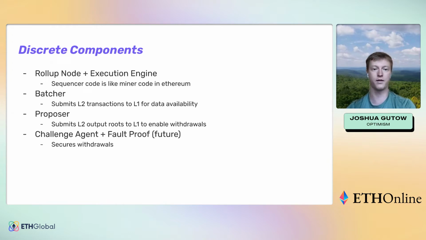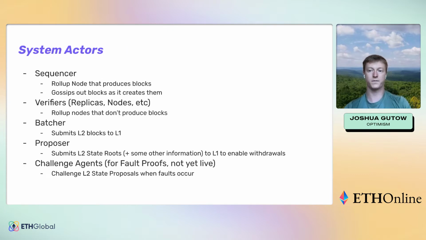OP node and OP-geth are the things that produce blocks, and that's like your full node on Ethereum. OP batcher submits L2 transactions to L1. Then the proposer submits output roots, and this is what enables withdrawals. We've talked a little bit about Canon, and have talked more about it in the past, but that is the fault-proof system. And the challenge agent is just a simple agent that interacts with the fault-proof system. Cool. So those are different code bases and components.